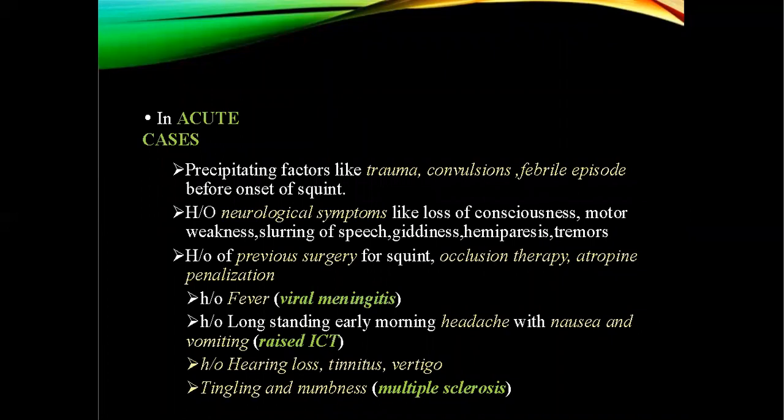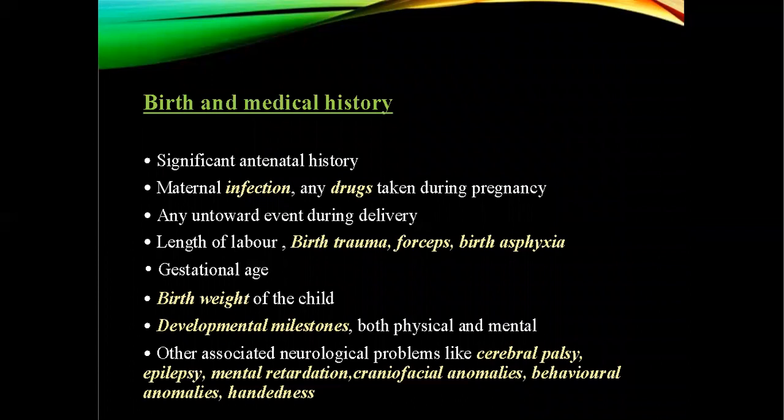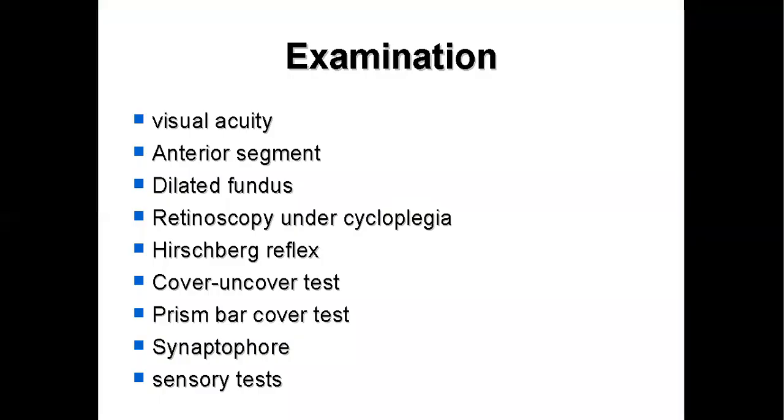In acute cases, we can always ask the history of trauma, convulsions, or high grade fever, or any disease that is affecting the CNS, any trauma that is affecting the CNS, like viral meningitis or any space occupying lesion in the brain. So we have to ask the history of these things. And again, we have to document the birth and medical history.